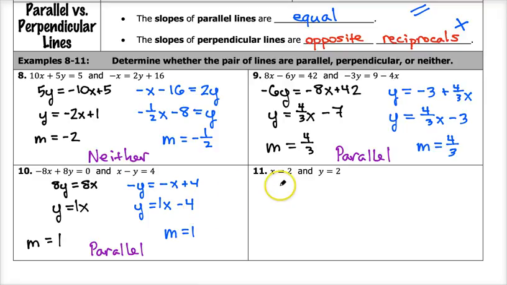Okay, number 11, x equals 2 and y equals 2. There's really not a whole lot of work to do for these. These are both examples of vertical and horizontal lines. And if you know anything about vertical and horizontal lines, hopefully you can see that they always intersect at right angles. Okay, a vertical line and a horizontal line will always intersect at right angles. Remember, the slope for a vertical line is actually undefined, and the slope for a horizontal line is 0. But if I were you, I would just again picture this vertical line and this horizontal line intersecting, and so those would be perpendicular.